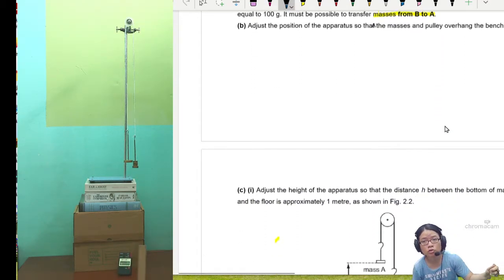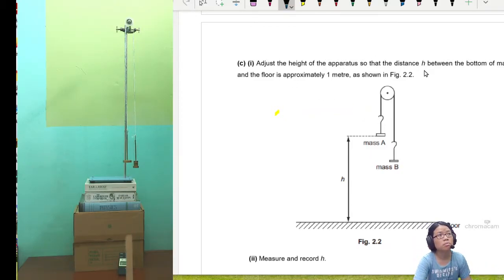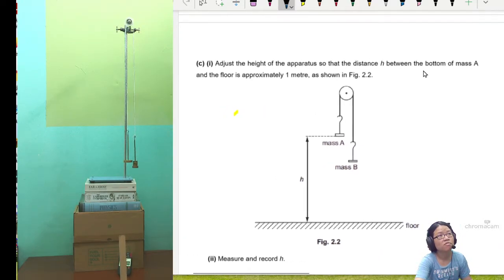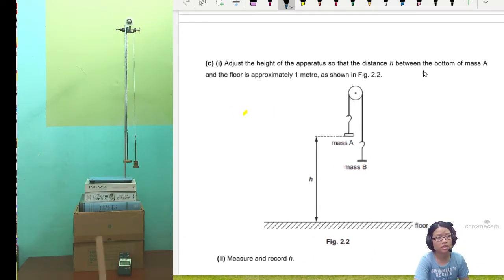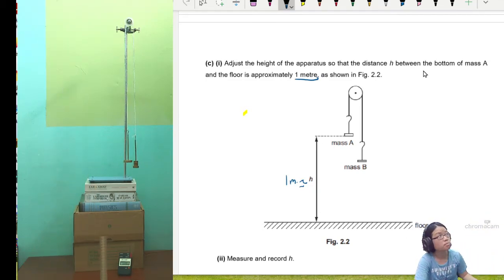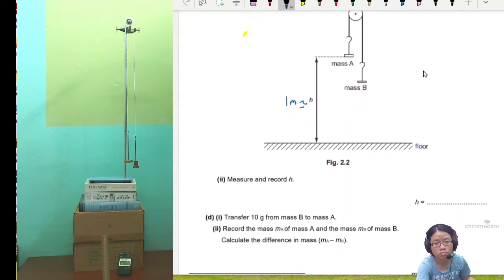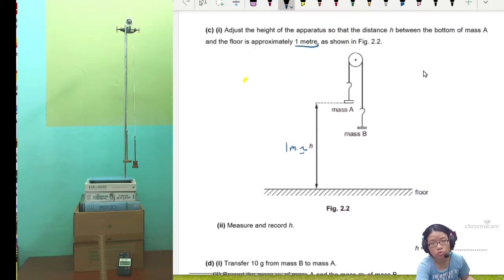And we're going to continue. Let's see what we are supposed to do. Adjust the height of the apparatus so that the distance h between the bottom of mass A and the floor, or the table in this case, is approximately 1 meter. So what I want is h to be about 1 meter. Later I will place the ruler for you to measure h. Just a reminder, h is for mass A and mass A is the one on the left. You are asked to measure and record h. So we'll do that now.